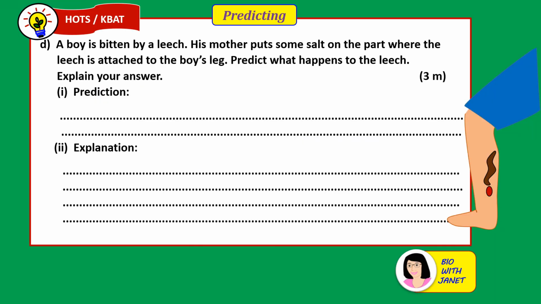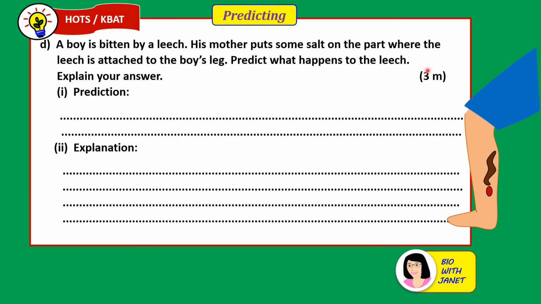Lastly is a question on predicting or prediction. So this can be a HOTS or KBUT question, which tests your thinking skills. A boy is bitten by a leech. His mother puts some salt on the part where the leech is attached to the boy's leg. Predict what happens to the leech. So this boy is bitten by a leech and can't get it off. So the mother puts some salt on the part where the leech is attached to the boy's leg. Predict what happens to the leech.